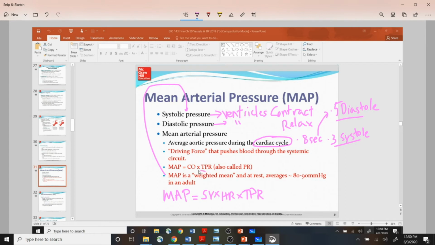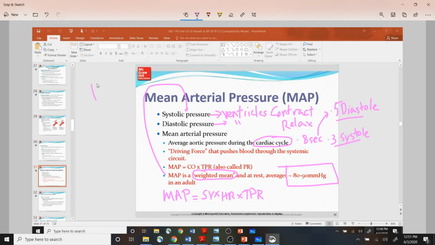And so we say mean arterial pressure is a weighted mean, because this number at rest is an average of what the blood pressure would be like during these 2 instances, but because we spend more time in diastole, the average tends to be weighted more towards diastole.